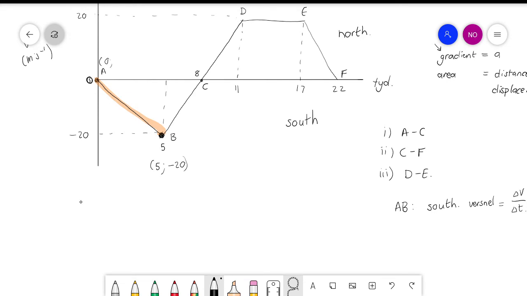Okay. So final minus initial over final minus initial. That's how you calculate a gradient. So that's why I say minus zero, because it starts at zero. Got it? Okay.